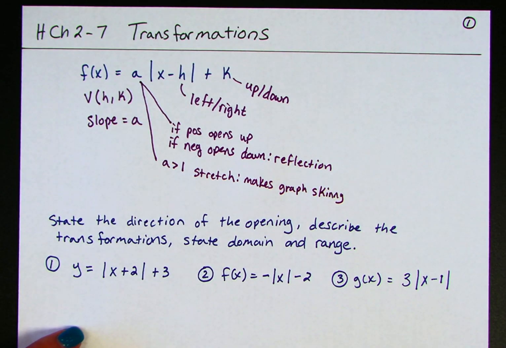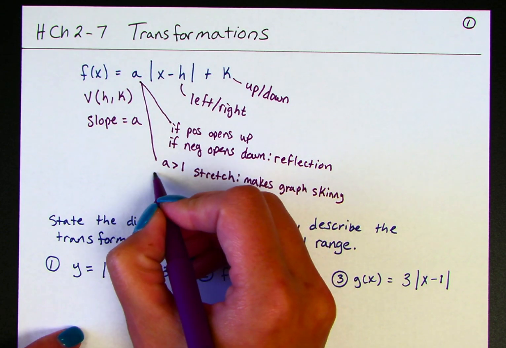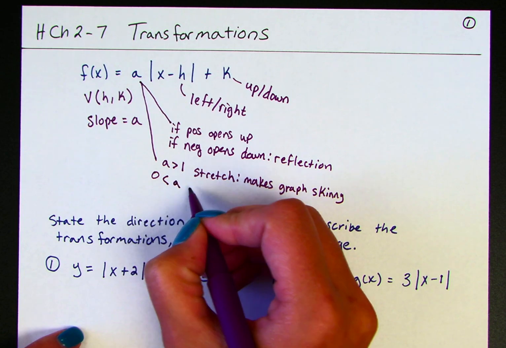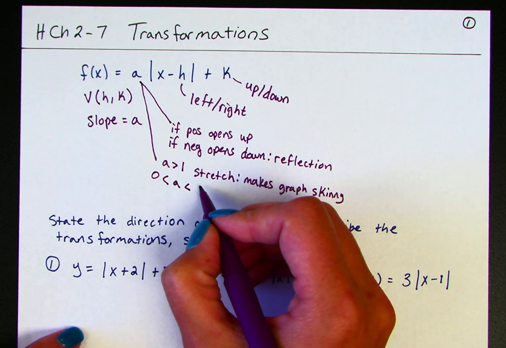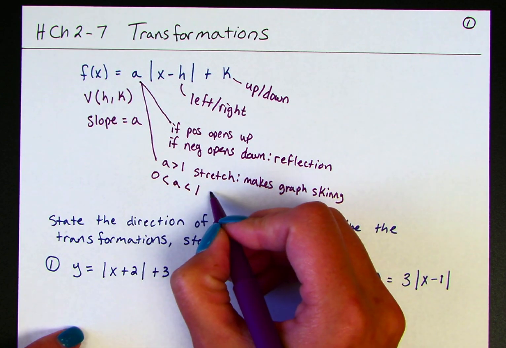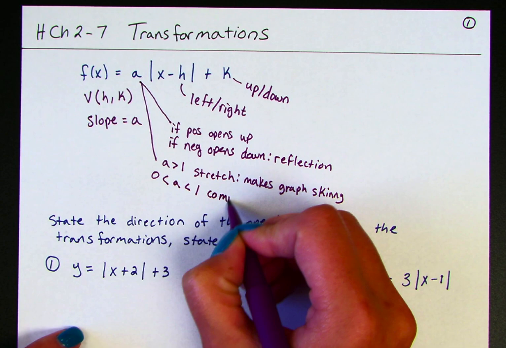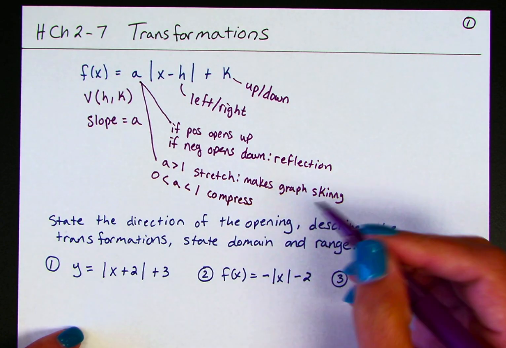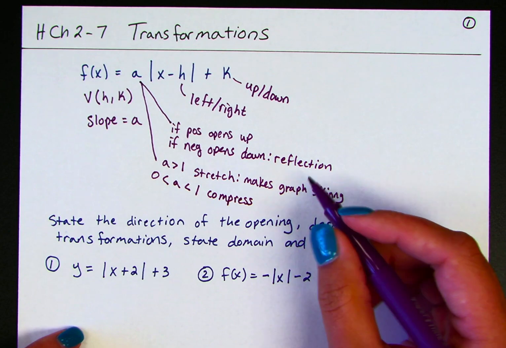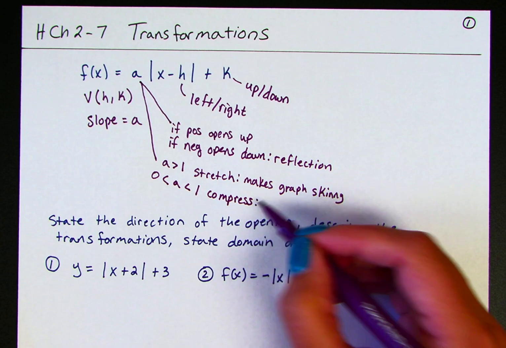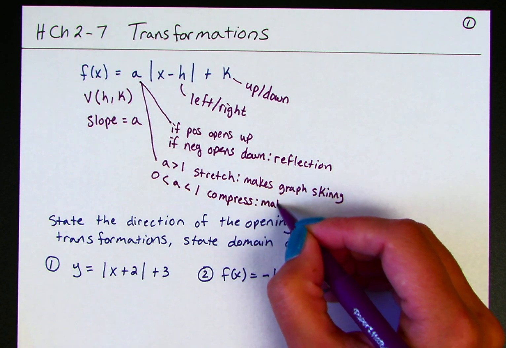And then if it's between 0 and 1, so if it's some type of fraction or it could be a decimal. Now keep in mind your fraction does have to be smaller than 1, so you might have a bigger fraction than 1, so you need to make sure that you're paying attention to that. But we're going to call this a compression. Or you might see the phrase shrink, depending on what you're reading, but I'm going to use the phrase compress, and this is going to make the graph wider.